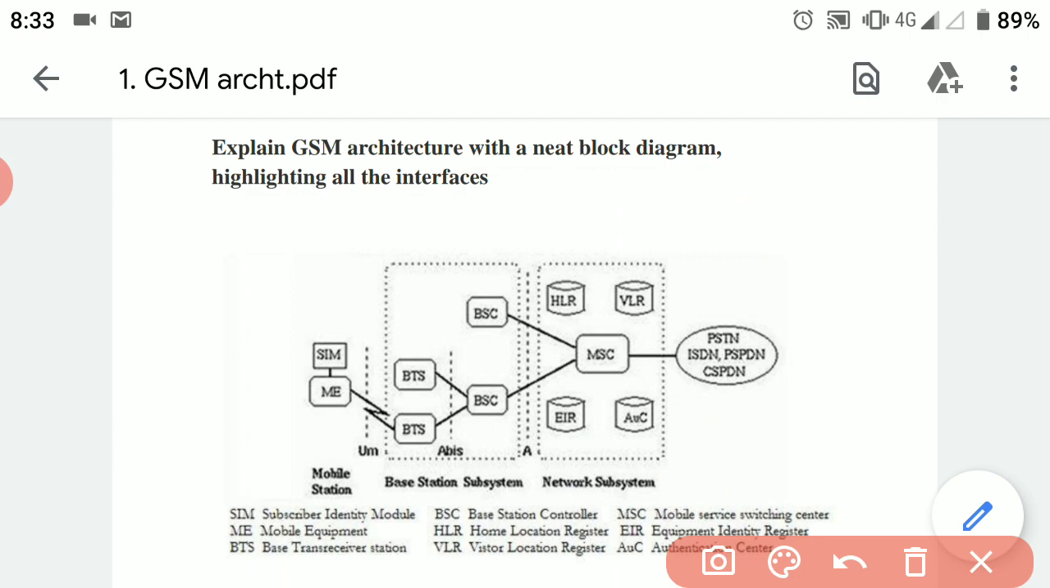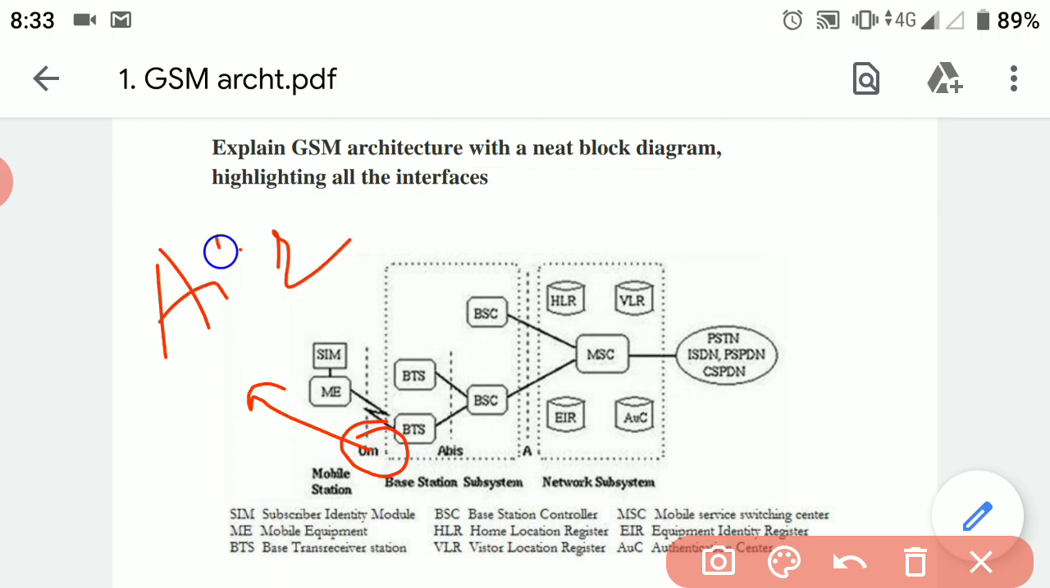In these three major units, we have different interfaces between them. The first interface is the interface which is actually between a BTS and a mobile equipment. This is an air interface, between any mobile unit and a BTS.